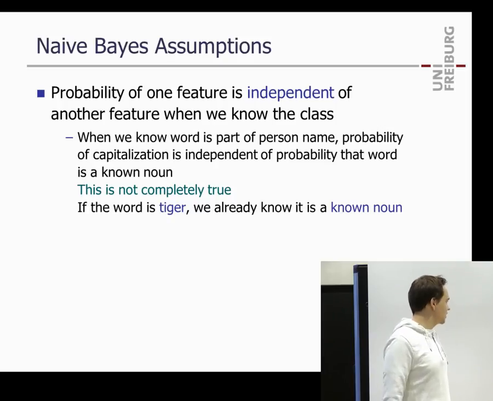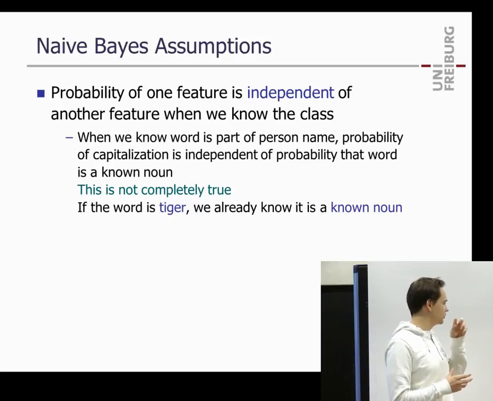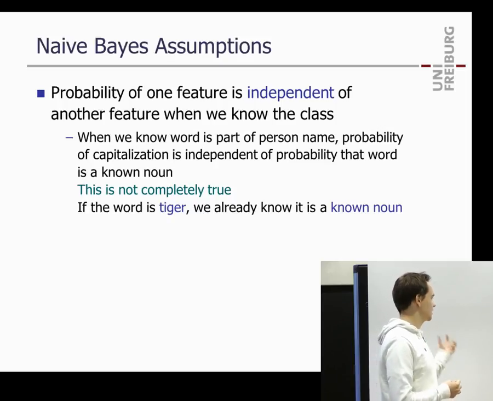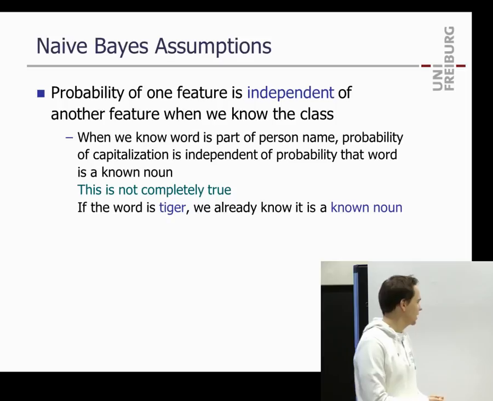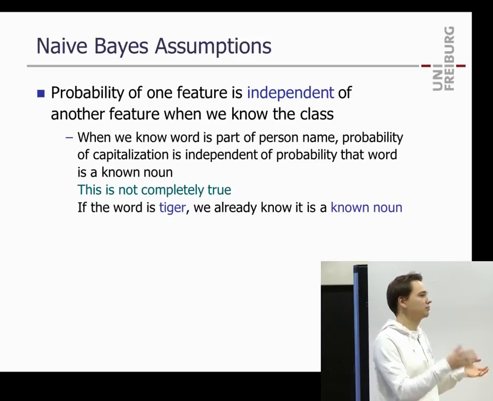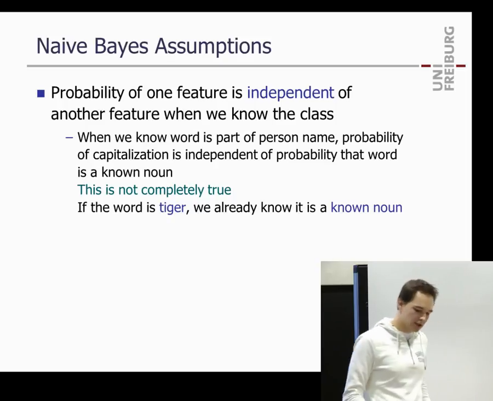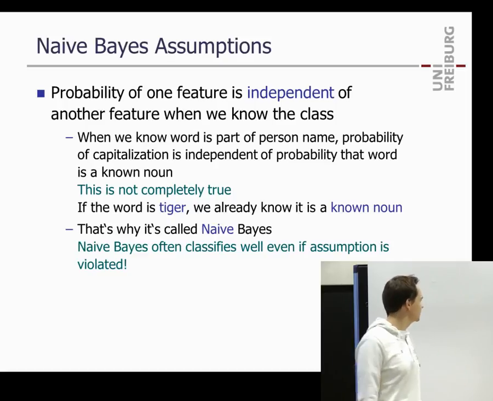We also had the feature that the word itself. Yeah, and if the word is tiger, we already know it's a known noun. Naive Bayes, however, would think that if it's a person, then the chance that it's tiger and the chance that it's known noun are independent. So it would say, okay, we have a person, it's tiger, the chance that it's a known noun is 10%. But actually it's 1 because it is always a known noun. So this assumption is not always true. That's why it's called naive Bayes, because it has this assumption.